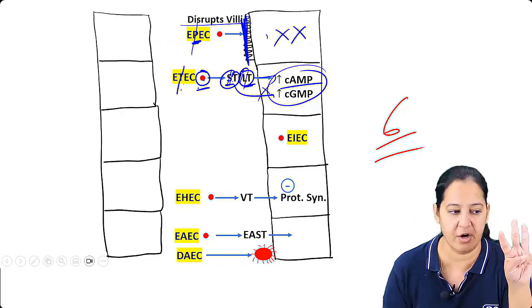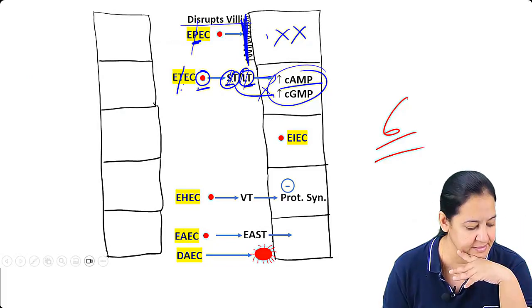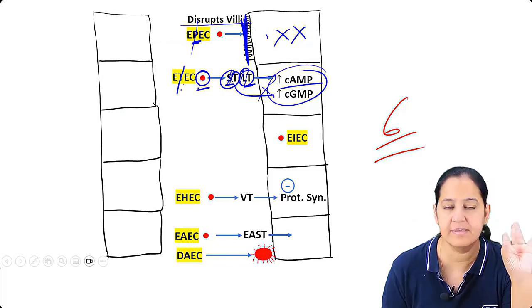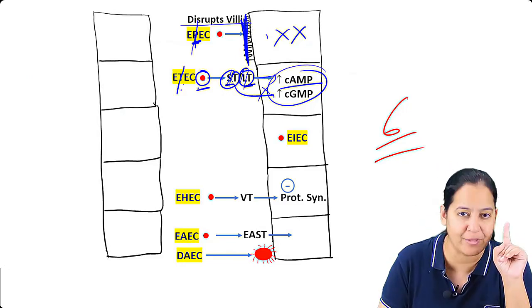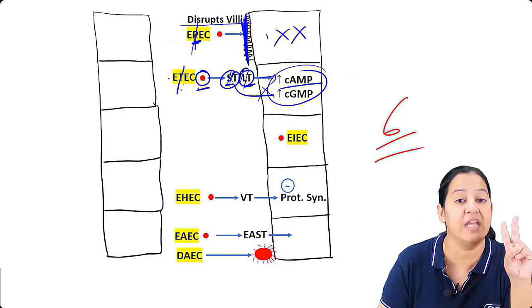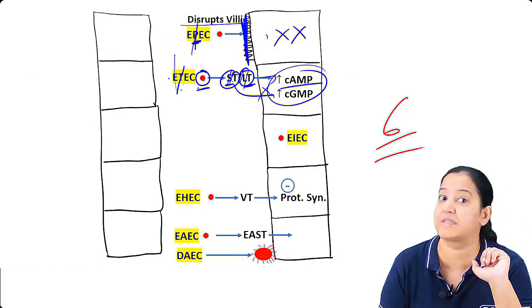Okay, coming to the third one. Can I come to the third one? Say yes. So we are done with the first, we are done with the second. The first, pathogenic, is destroying the villi. The second, toxigenic, is secreting the two toxins, ST and LT.